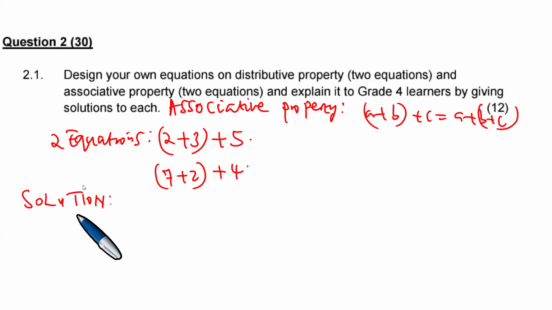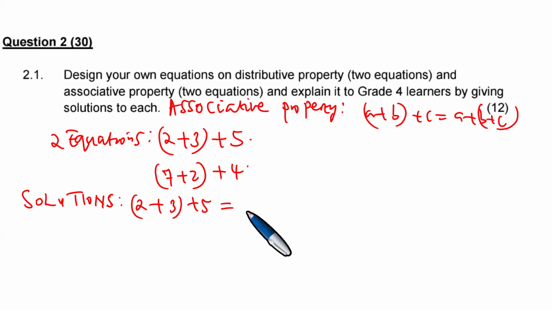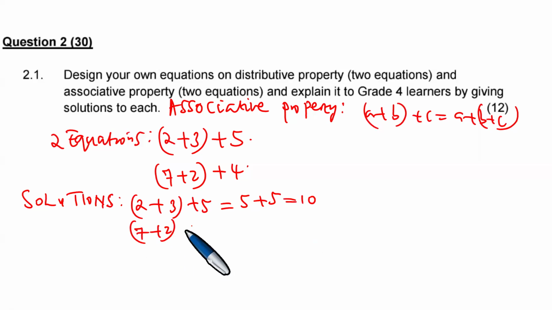Okay, so if you look at the solution, we have the following. We can call it the solutions. So we have 2 plus 3 and then plus 5. The solution would be 2 plus 3, which obviously gives us 5, plus 5, which gives us 10. And then we have the other one, 7 plus 2, which is 9, plus 4. And then you have exactly 13 like this.